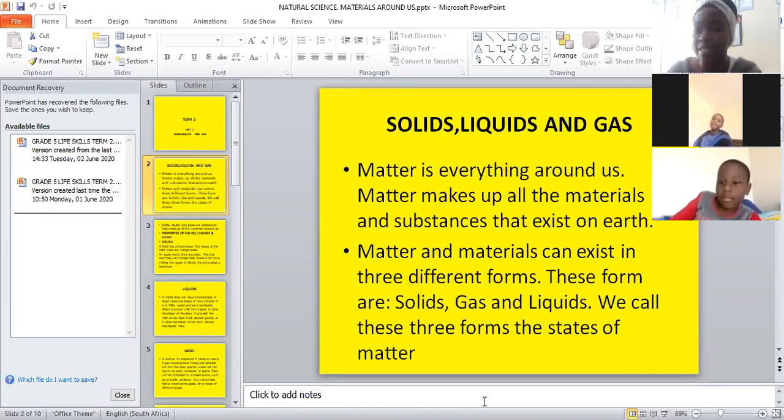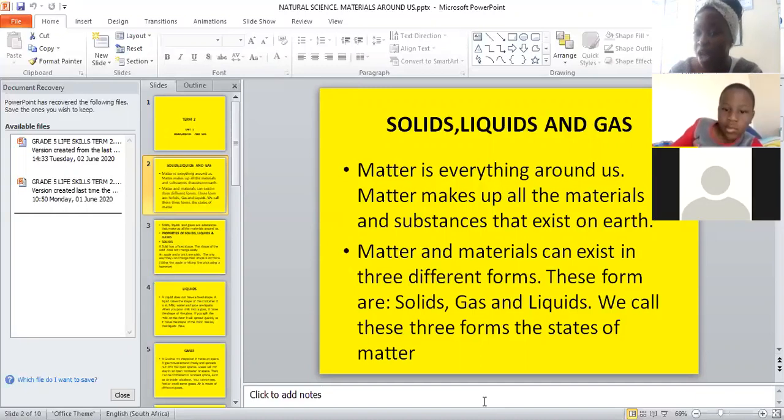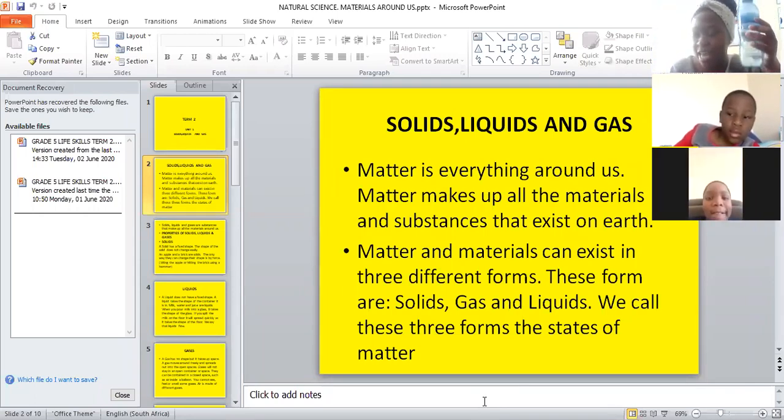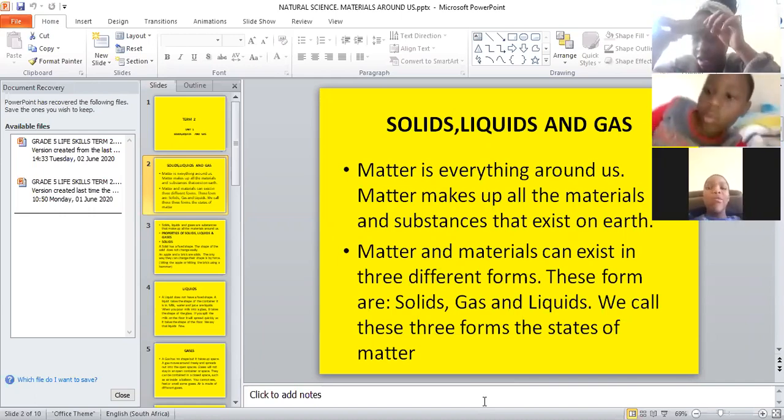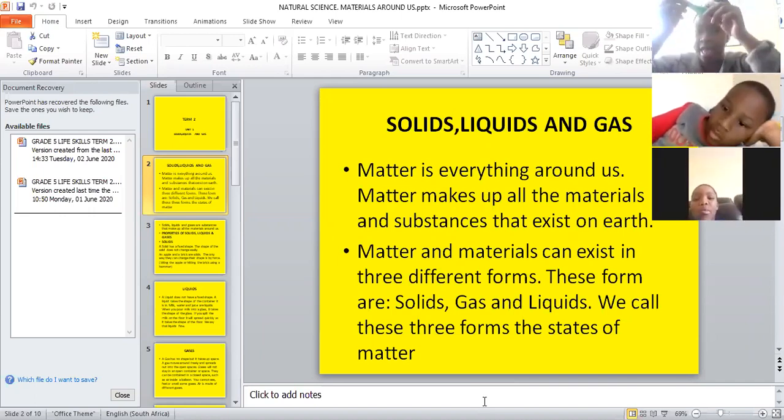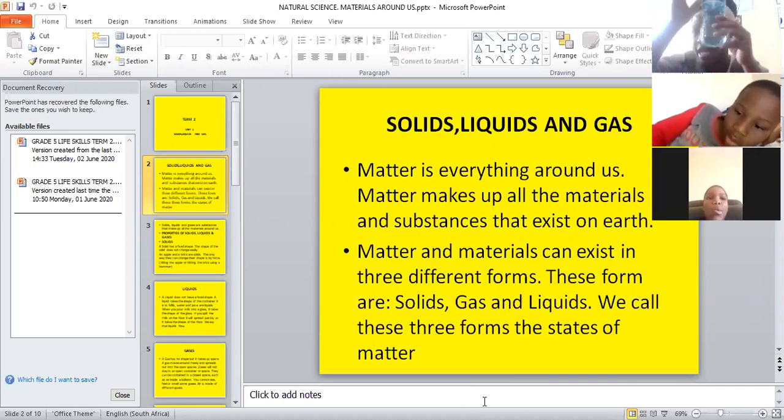So matter is everything around us, and matter makes up all the materials and substances that exist on Earth. Matter and materials can exist in 3 different forms. These forms can be solids, gas, and liquids. So I have my water bottle here, and I have a rock, and I also have a balloon. Who can tell me what is inside this bottle? Is it a solid or a liquid?